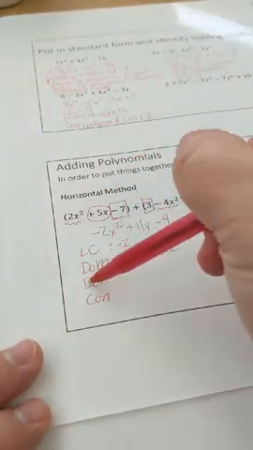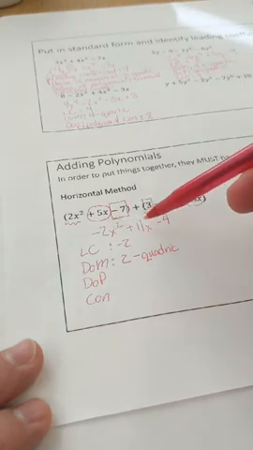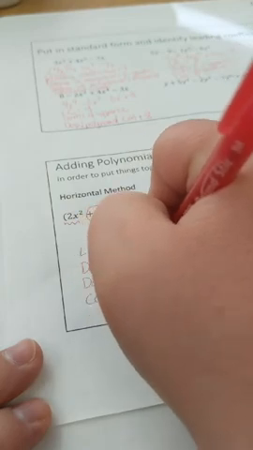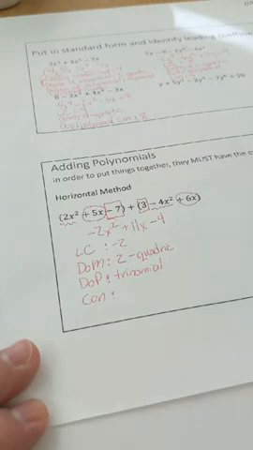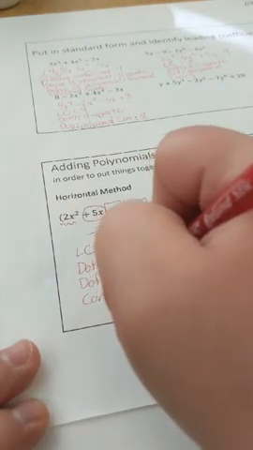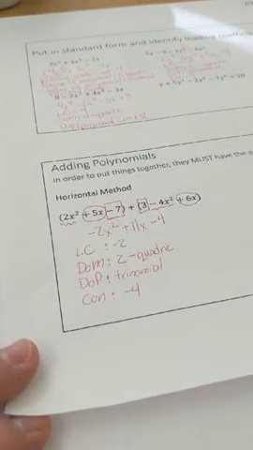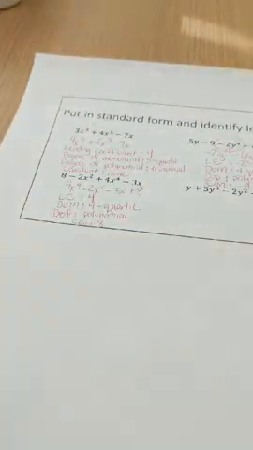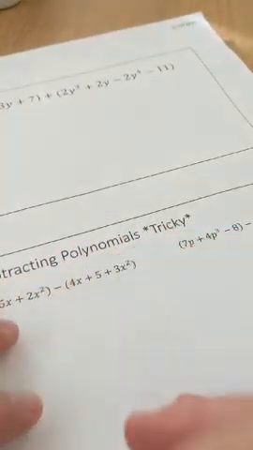Okay, and then we have the degree of the polynomial, so there's 1, 2, 3 terms. So this one's going to be a trinomial. And then our constant is going to be our negative 4 that's up here. So I hope that part makes sense. Let's see our next one.